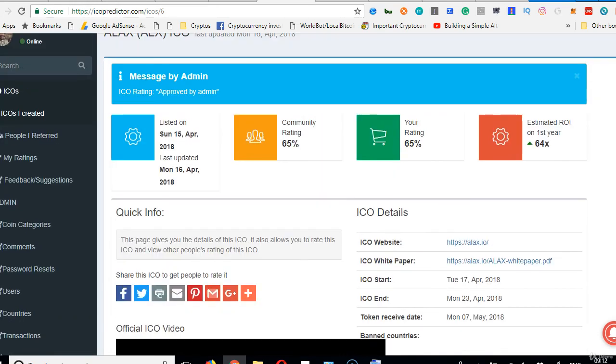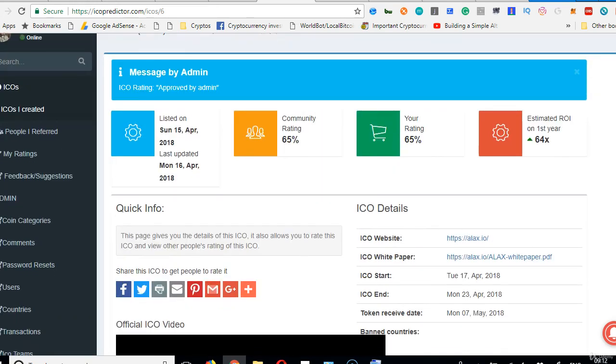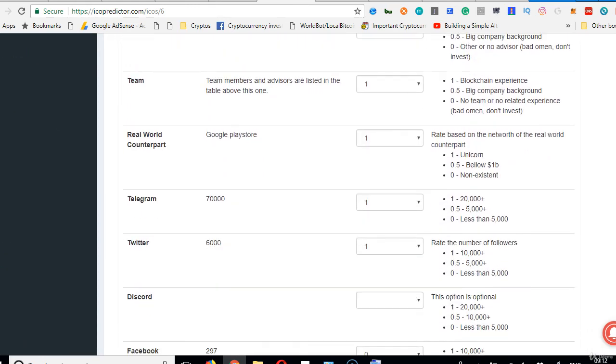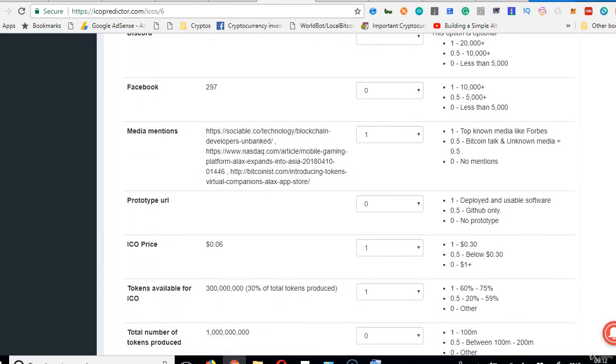So in this case, this ICO looks good to me. If you want to invest, this is a kind of ICO I would like to go into too, but not very bigly, but I'll go into the ICO to an extent.